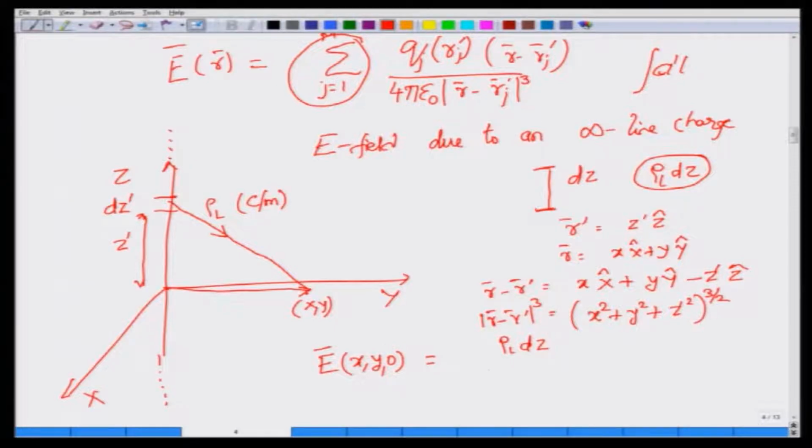So rho L dz prime is the incremental charge, correct, divided by 4 pi epsilon 0, which is a constant, nothing to do with this particular thing. I did not state that, but I am assuming that this line charge is located in free space. So I have 4 pi epsilon 0 and this quantity x square plus y square plus z prime square to the power 3 by 2, and then multiplied by the vector r minus r prime, remember. So that vector will be x x hat plus y y hat minus z prime z hat.